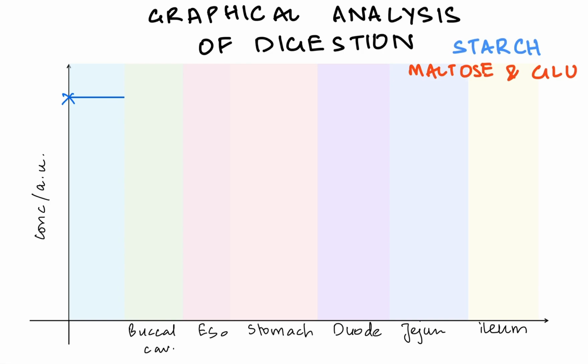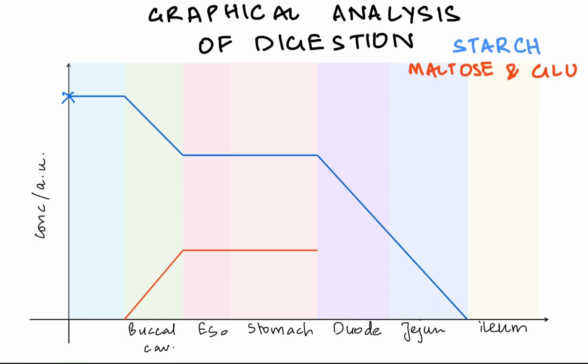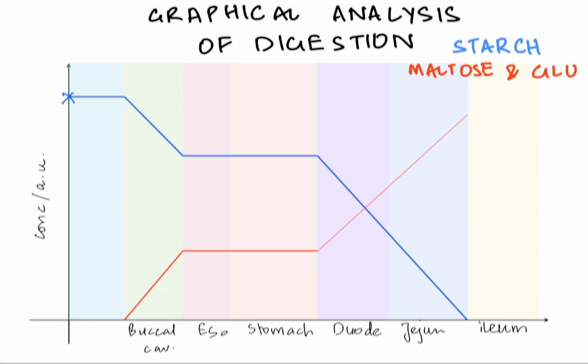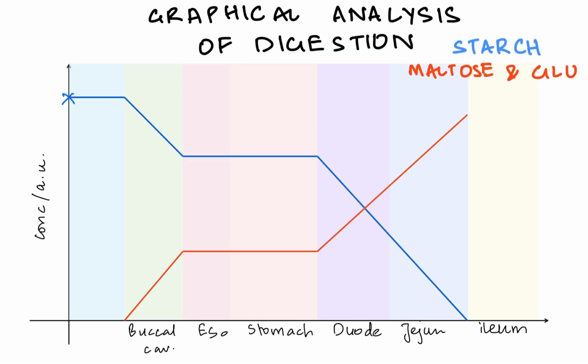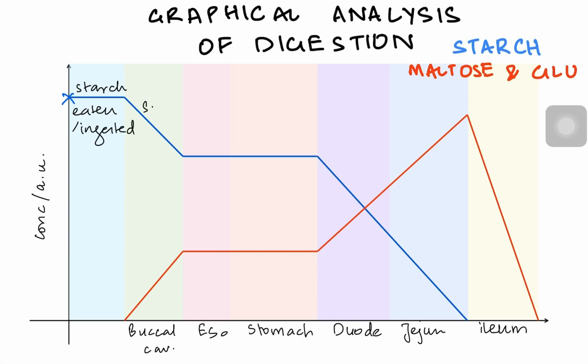So if you notice the blue line, that is starch. When you ingest starch, some of it is digested in the buccal cavity and converted into maltose, so maltose concentration increases. Then it stays the same in the stomach, and then gradually the concentration decreases for starch, and then maltose increases. If we look closely, what's happening here is that starch was eaten in the beginning, it was ingested in the form of bread or rice or whatever.